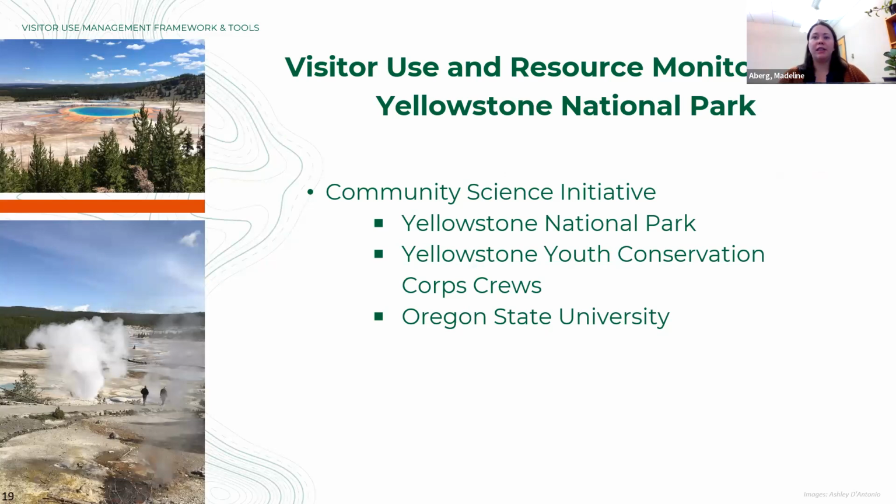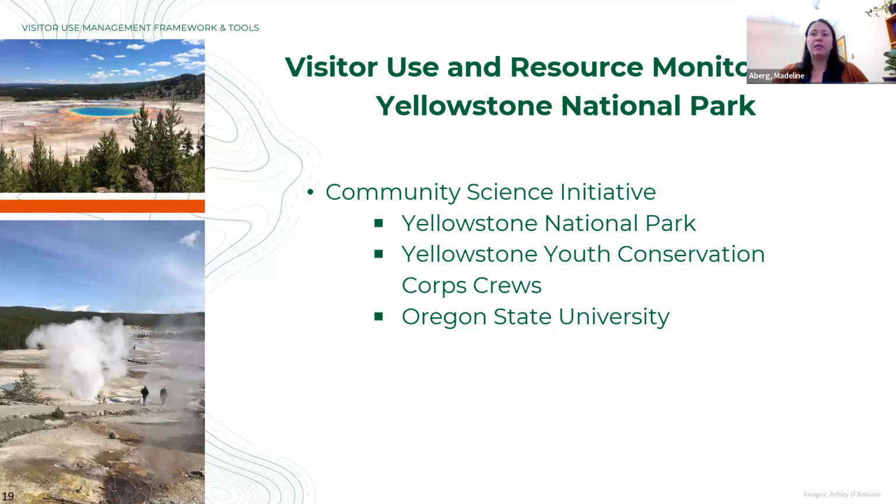And the park's layout and transportation network tend to create bottlenecks, which lead to congestion and crowding at various sites, as well as resource impacts like social trails or disturbances to wildlife. Along with this, monitoring visitor use and associated impacts was a really important piece of visitor use management at Yellowstone. However, that monitoring is labor, cost, and time intensive, especially when we're thinking about a large park like Yellowstone.